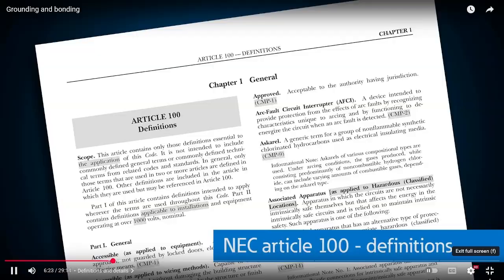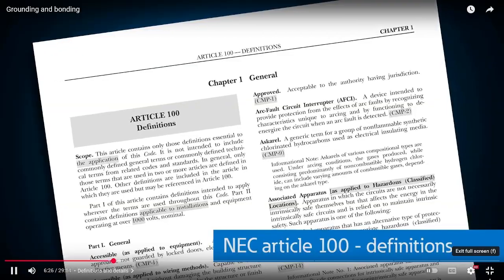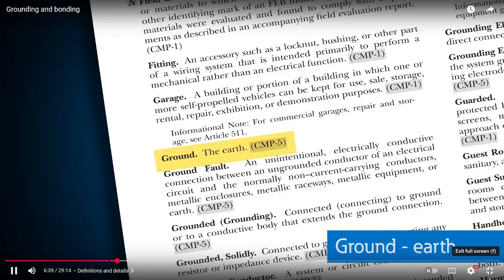Let's start with the simple definitions that we find in the National Electrical Code, or the NEC. And we're going to focus on Article 100, where most of the definitions are spelled out for us. Terminology is really important when we're communicating around grounding and bonding. So these definitions are going to be important so we're all speaking the same language. And what we're going to do is start with the term ground.